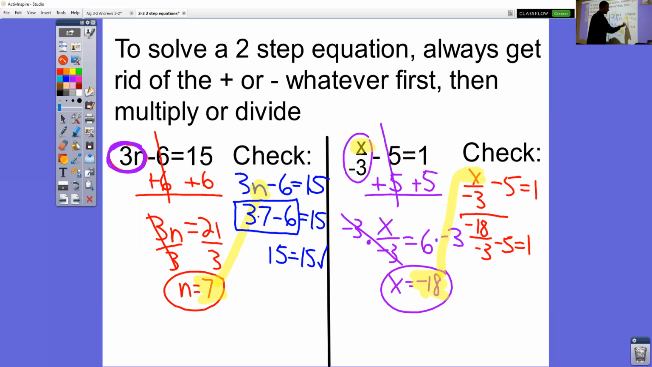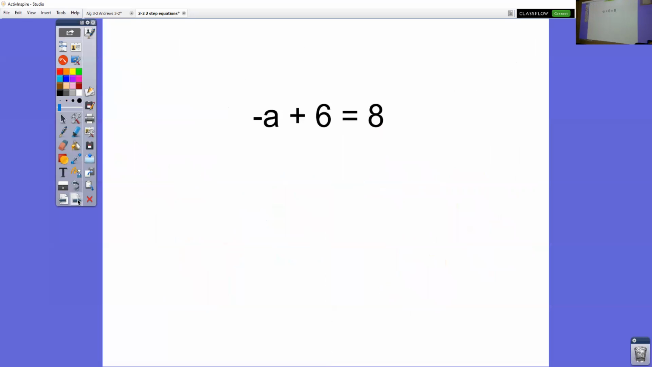You can type this right into the calculator, or we can do it in parts and pieces. Negative 18 divided by negative 3 is positive 6. So then you would have 6 minus 5. 6 minus 5 is 1, so 1 equals 1. It checks. As long as you get the same answer on both sides, you know you did it correct.